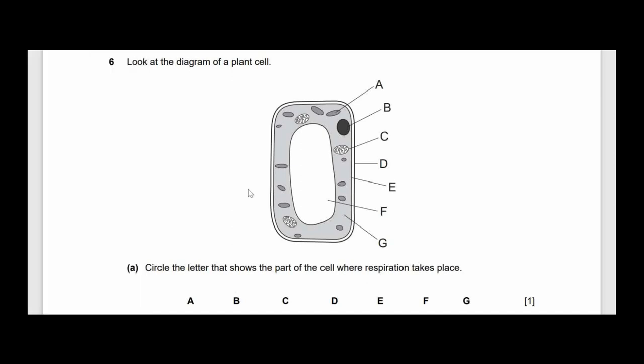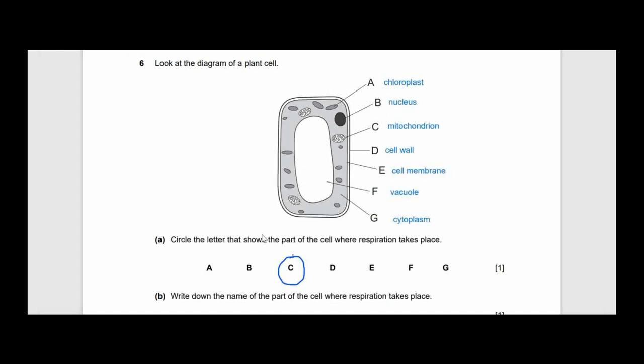Right, let's open up the answer. So the answer is C. C is mitochondria. It's the singular for mitochondria. And let's see one by one the parts of the plant cell.